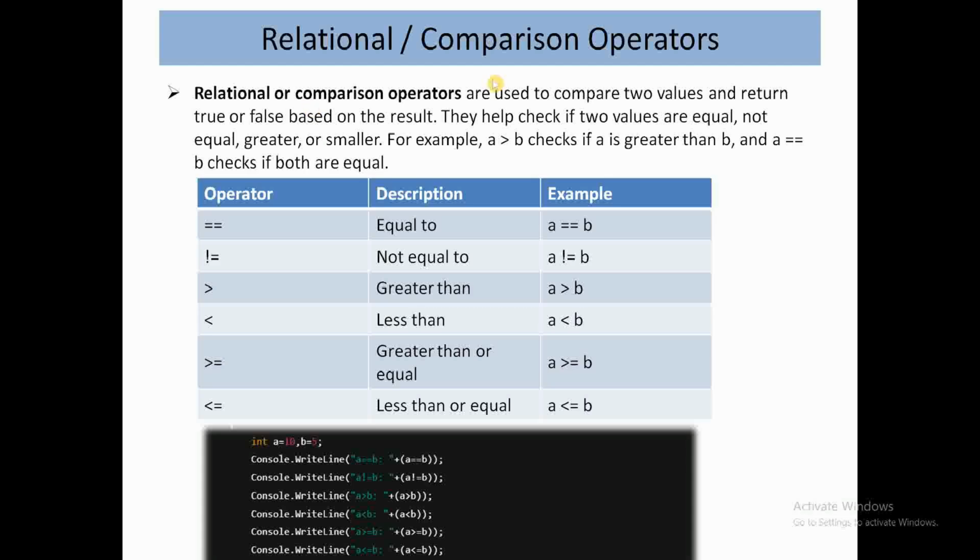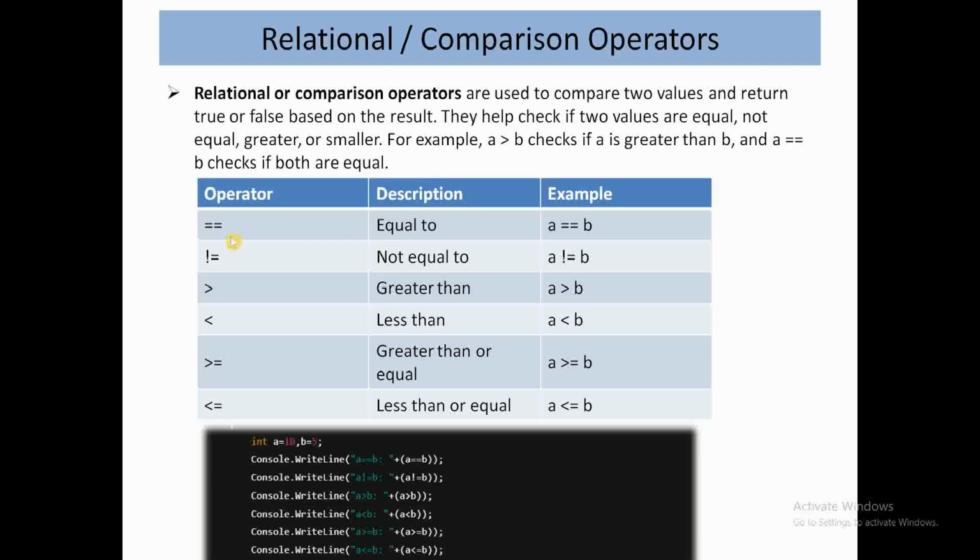Relational or comparison operators are used to compare two values and return true or false based on the result. They help check if two values are equal or not, or greater than or smaller than. For example, a greater than b checks if a is greater than b, and a is equal to b checks if both are equal. Relational comparison operators are used if we want to compare values, to see whether this value is bigger than b's value or not. Suppose we are calculating whether a is greater than b or not. We put some integer values, a's value is 10 and b's value is 5. Then here we are calculating a greater than b.